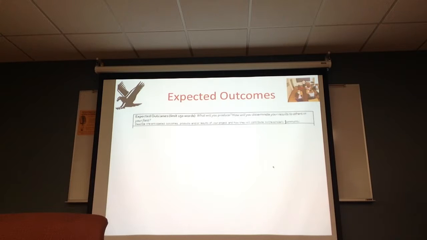You're going to have a section called Expected Outcomes where you've got about 150 words. This is where you're going to tell us what you're going to produce and how you're going to disseminate your results. Okay? At the end, when you're done, what will you have that you can show for your efforts? That's what we're after here.